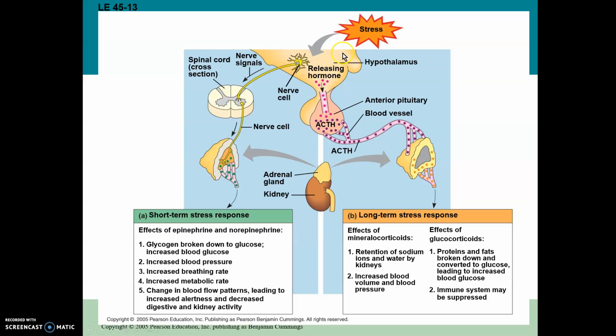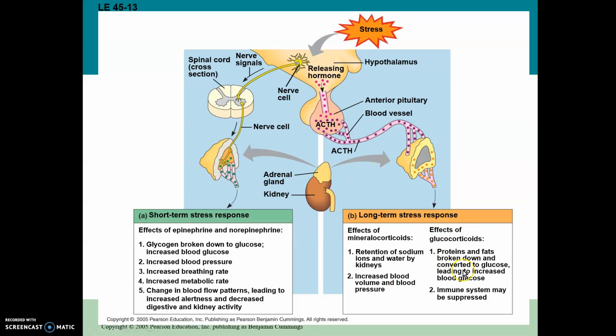But what about stress that's ongoing? If the stress continues, then the hypothalamus will release a hormone called corticotropin-releasing hormone. The corticotropin-releasing hormone is released into the anterior pituitary, where it targets cells in the anterior pituitary that release adrenocorticotropic hormone, which goes through the blood and goes to the adrenal glands. But now it's going to react to a different part of the adrenal glands, and it's going to produce something called corticoids. And these, as they're moving through your blood, have these effects.